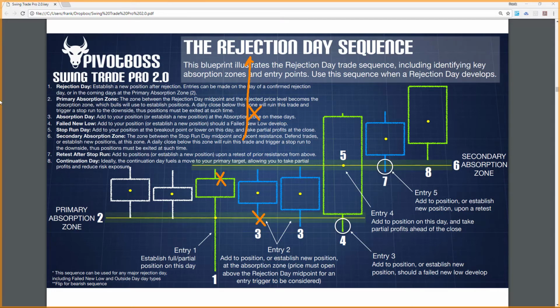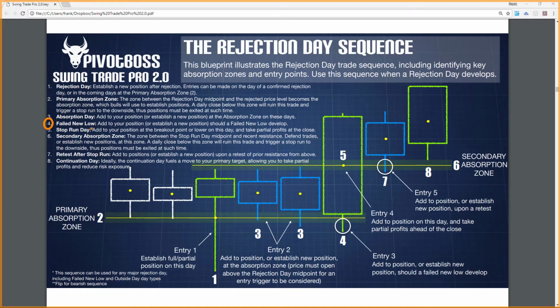So oftentimes I like to spread out my entries, a little here, maybe some here. I could also do it here, right? There's various points where I know how to engage this pattern in order to add exposure or reduce exposure if certain things were to happen.